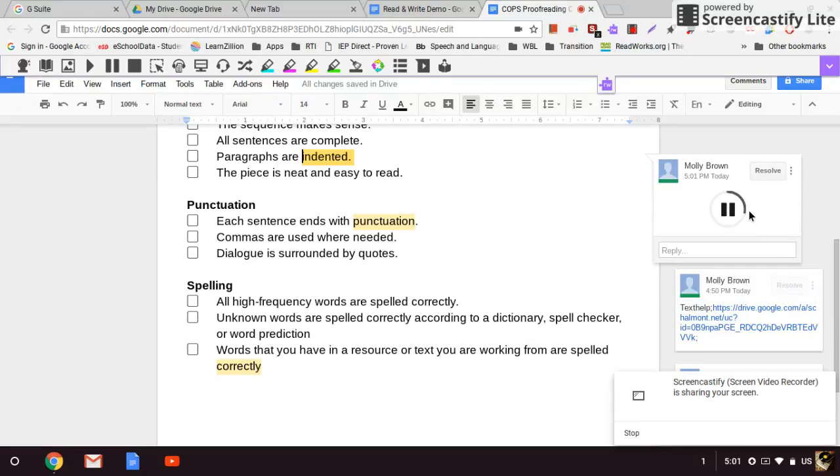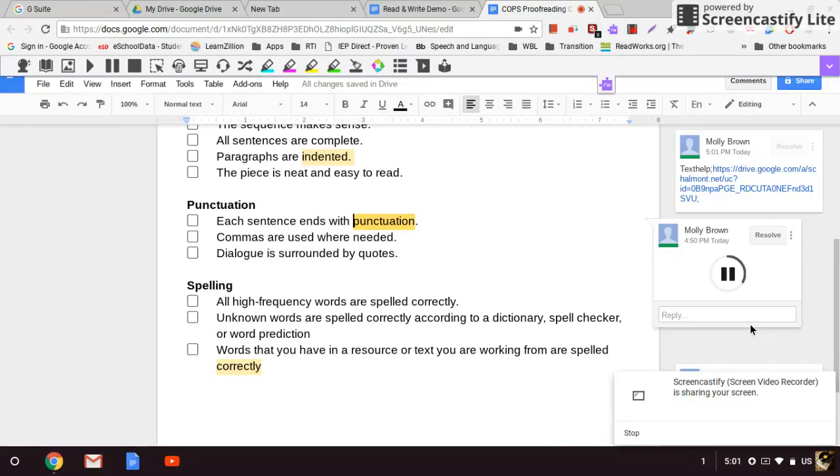Okay, well, it's funky because we have Screencastify running. But here's one that I recorded before we had the Screencastify running at the same time. They're competing for the microphone.